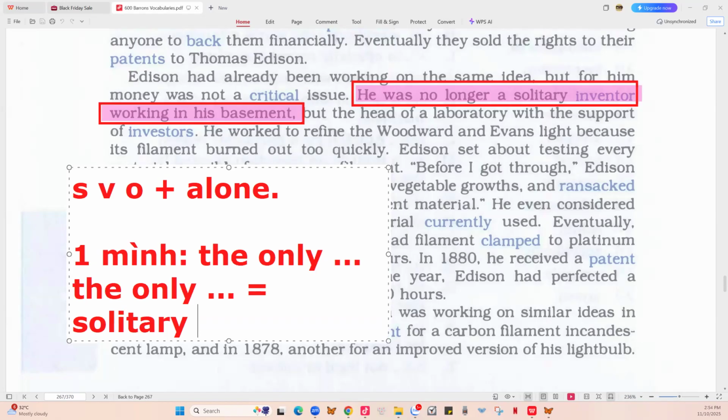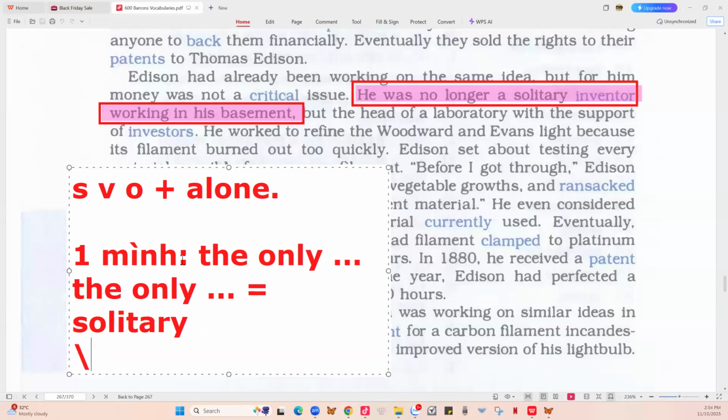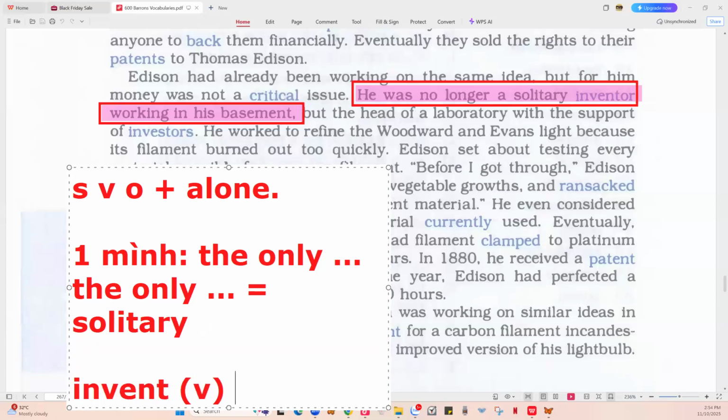So let's go. Show me the sentence again, please. He wasn't the only inventor who worked in his basement anymore. So, okay, show me another sentence with the word invent instead of inventor. Invent instead of inventor. Let's go. Đây nó đang dùng danh từ là inventor. Thì giờ mình paraphrase là mình dùng động từ là invent.